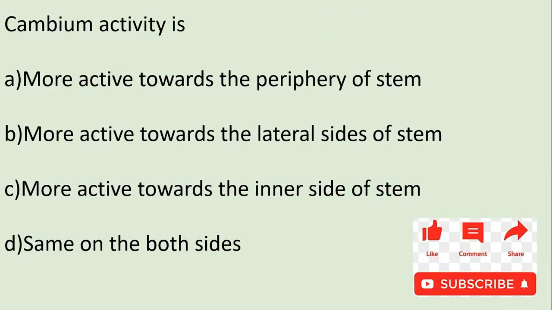Cambium activity is A. More active towards the periphery of stem. B. More active towards the lateral sides of stem. C. More active towards the inner side of stem. D. Same on both sides.